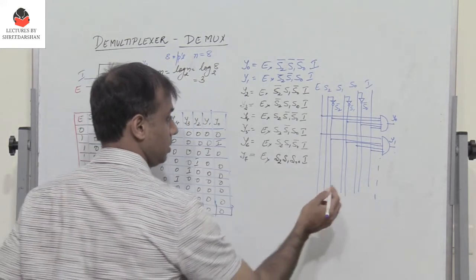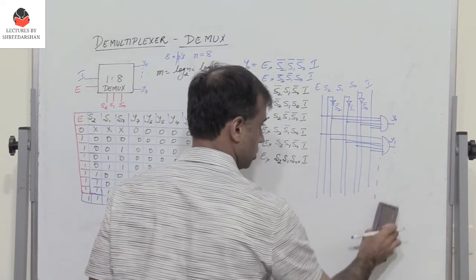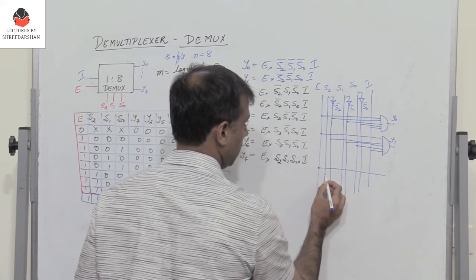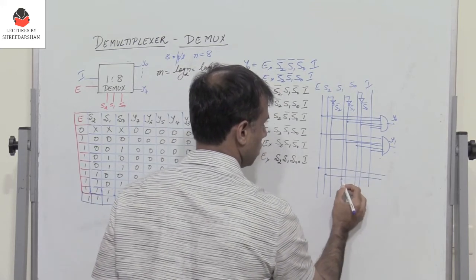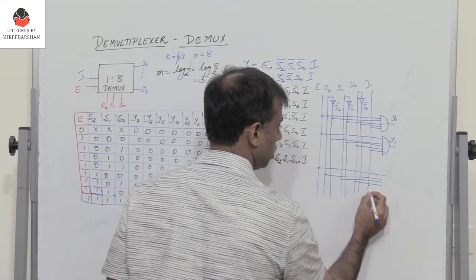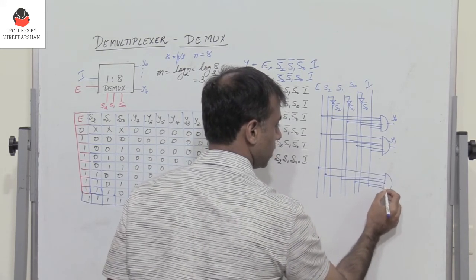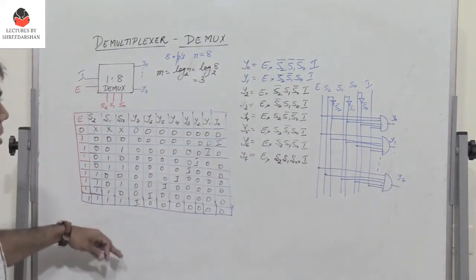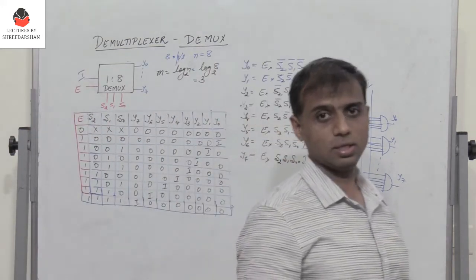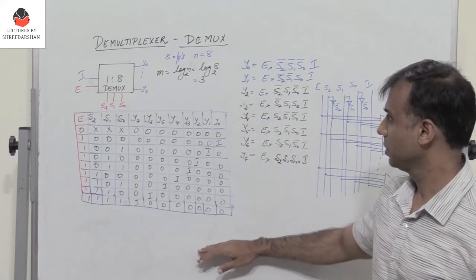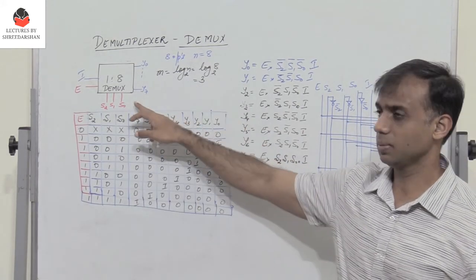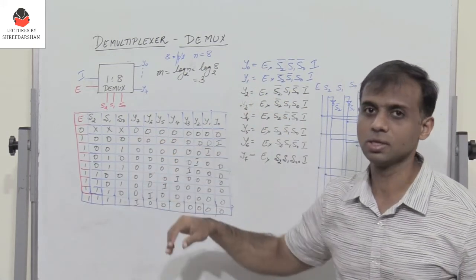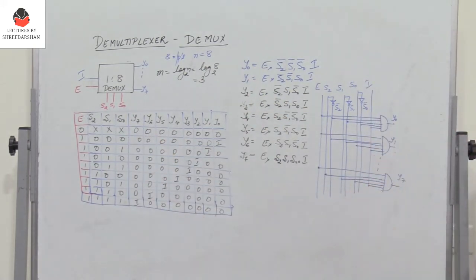So what about Y7? Let me just write it for the last output. It is E into S2, S1, S0 into I, pass it through a 5 input AND gate, I get Y7. So this is how we can design a 1:8 demultiplexer. I've written the table here, and we have also found out the number of select lines, which is 3, and this is how we can get the expressions for all the outputs and do the design. So make sure that you complete all of them.